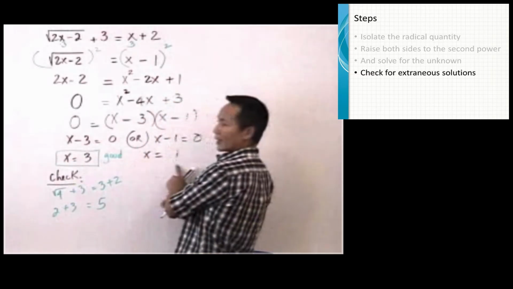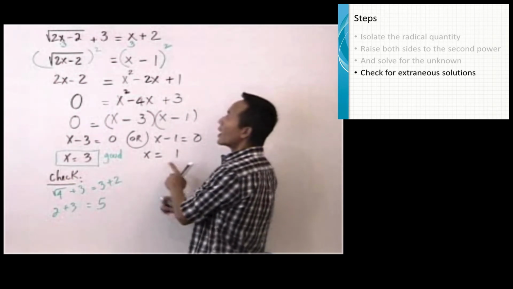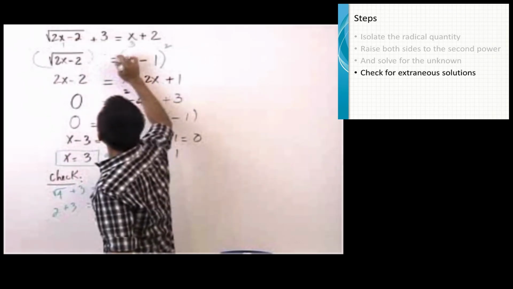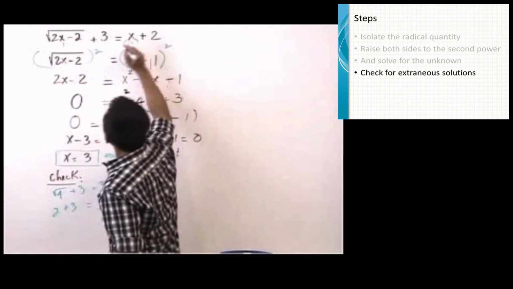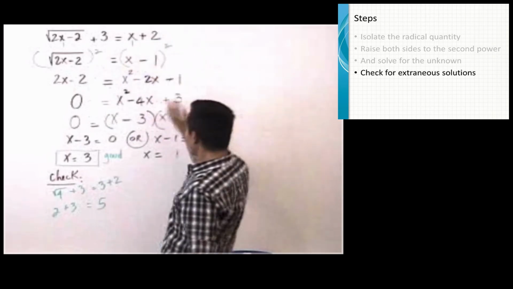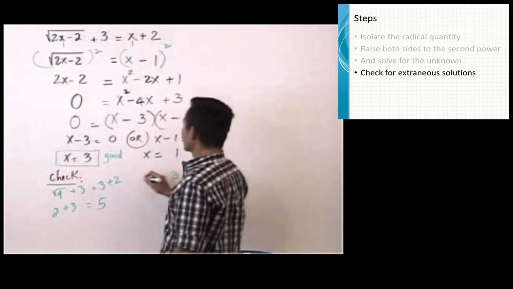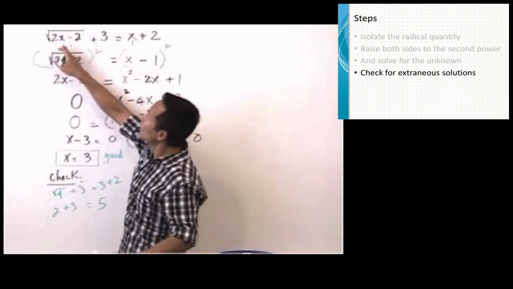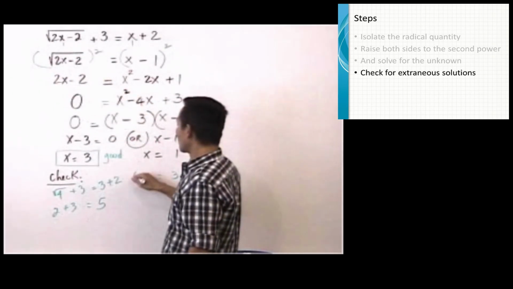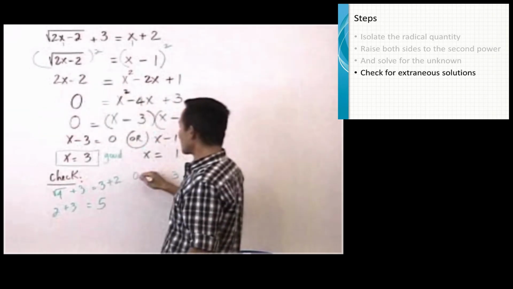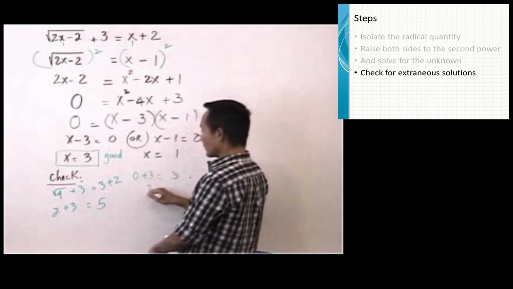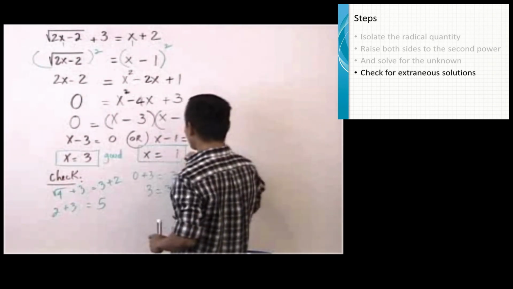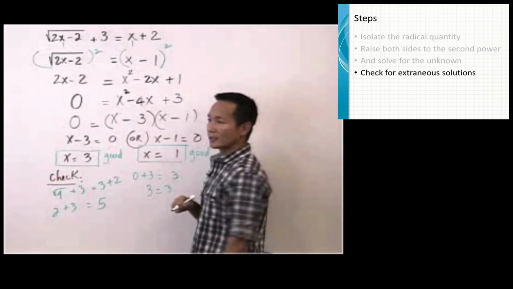Now go to 1. Do the same thing. I am going to replace x by 1. On the right side, I have 1 plus 2, which is 3. And on the left side, I have 2 times 1 is 2. 2 take away 2 is 0. The square root of 0 is 0. 0 plus 3 is 3. So 1 is also checked. So therefore, it is good also.